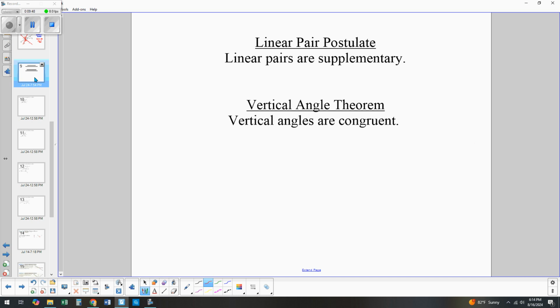The linear pair postulate says that linear pairs are supplementary. And that makes sense because they form a straight line, which means straight lines are 180 degrees, and supplementary is 180 degrees. The vertical angle theorem says that vertical angles are congruent. So I can automatically set angles across from each other equal to each other.